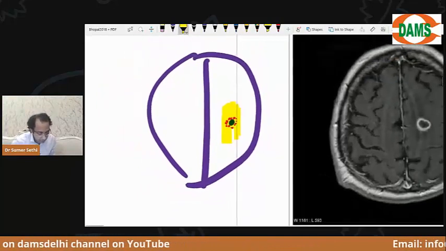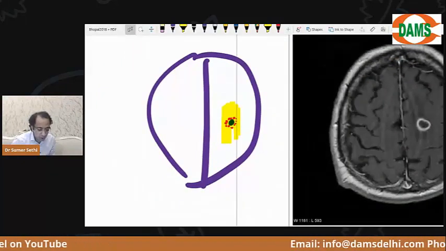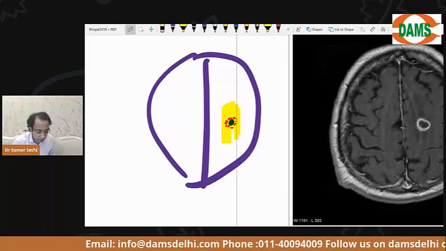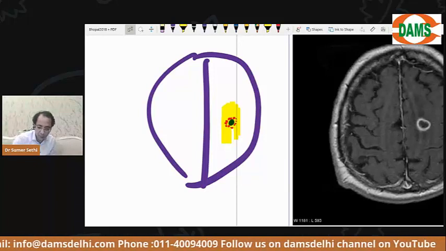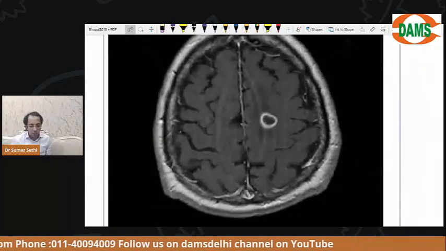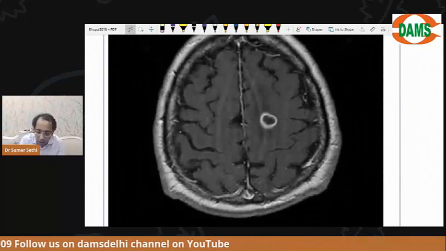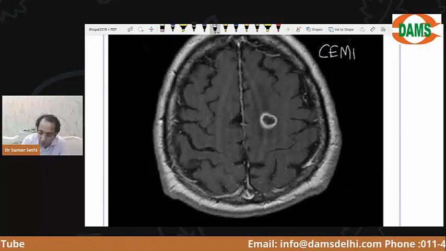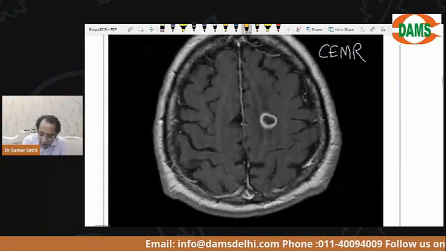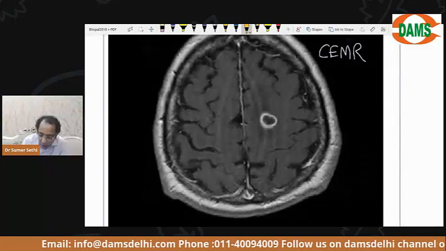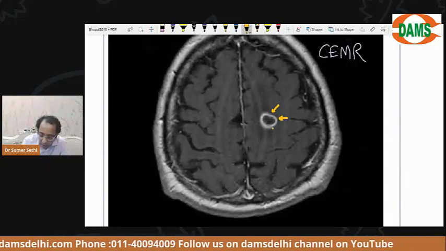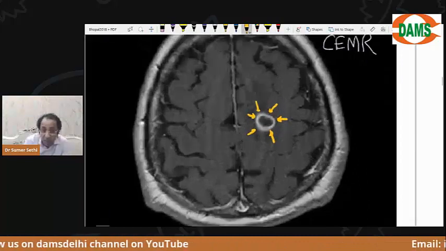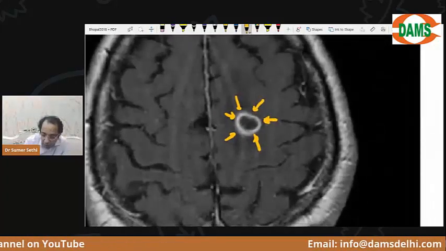Subcortical U fibers are only spared in lysosomal and peroxisomal disorders. Did I make you write this? Yes. Okay. Now, please see an answer. What do you see in this image? This is a contrast enhanced MRI. We can see a ring-like enhancement, a ring-like uptake of dye. That means this must be a disease which is inciting hyperemia and inflammation around it.